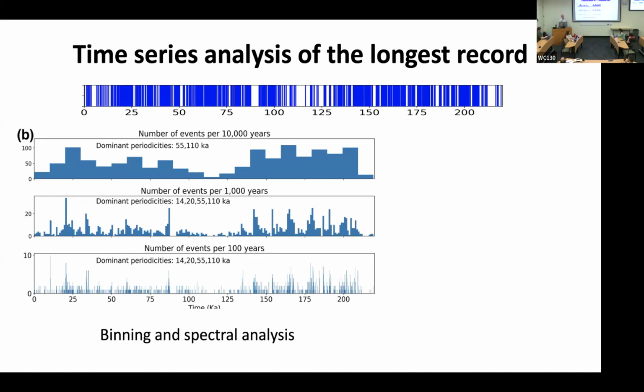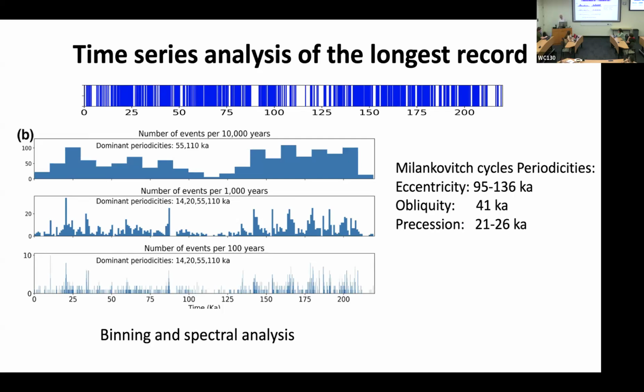Does this number resonate with you? Anybody took my class before? Milankovitch cycle. So Milankovitch cycles have some of these periodicities: eccentricity, the change in eccentricity, 95,000 to 136,000 years. Then we have obliquity and precession. We see these similarities, because it's not exact, but we see these periodicities actually exist over here.